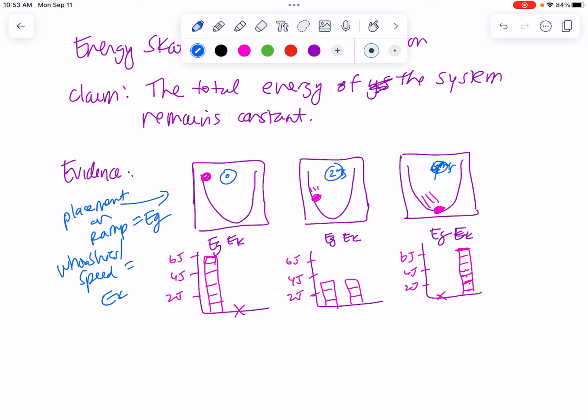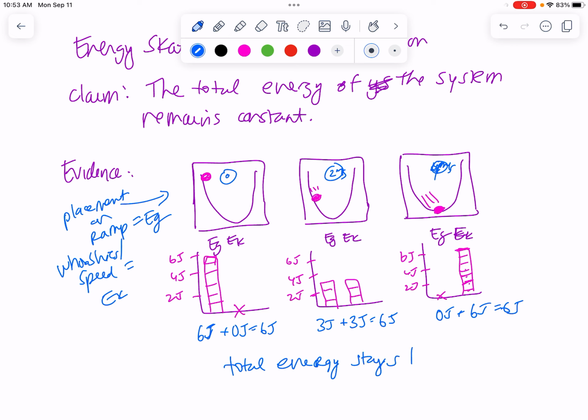You're showing that the total is the same. Here you're going to have 6 joules plus 0 joules is 6. That's your total. Here 3 joules plus 3 joules is still 6. That's your total. And then 0 joules plus 6 joules equals 6. That's your total. So the total energy stays the same.